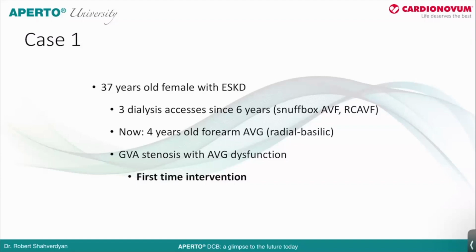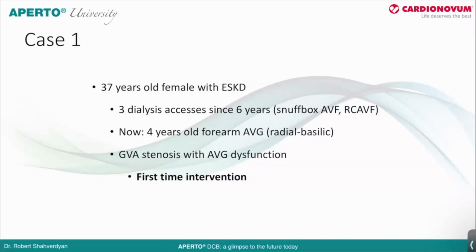Now, I would like to show you a couple of cases. This one is a young patient. She's a female patient with end-stage kidney disease, and she had 3 different dialysis accesses already over 6 years, starting with a snuff box AV fistula and then proximalizing it to a radiocephalic fistula. Eventually, when that vein was completely destroyed, a forearm radial artery to upper arm distal basilic vein straight AV graft was placed, and this patient was referred with a graft venous anastomosis stenosis, which led to almost 300 flow, so it was a dysfunctional dialysis access. So this was the first time intervention at this lesion.